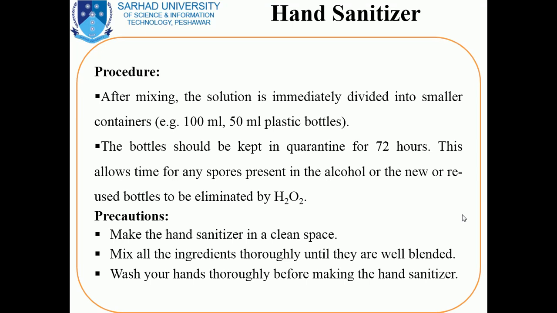The first precaution we should take is to make the hand sanitizer in a clean space. If the area where we are going to manufacture the hand sanitizer is not clean, then contamination may occur. The second precaution is to mix all the ingredients thoroughly until they are well blended. Mixing uniformly is essential for the formulation.